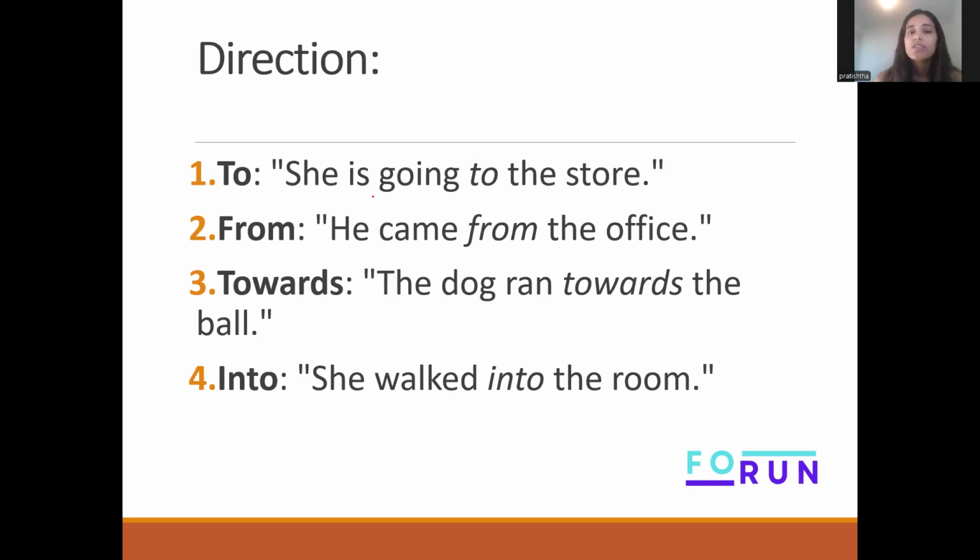Direction. To: she is going to the store. He is coming from the office. The dog ran towards the ball, and she walked into the room, or inside the room, or even towards the room.